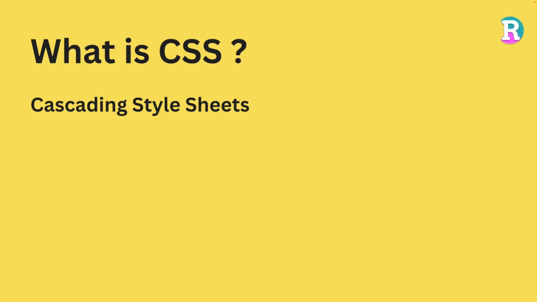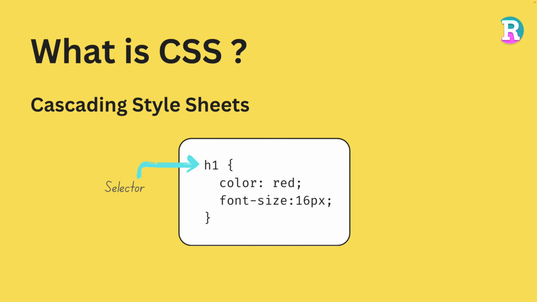CSS stands for Cascading Style Sheets. If HTML is the bones, CSS is the skin. So CSS will make our website look modern, clean, and professional. And later, we're going to discuss this more. It has the selector, which selects the HTML tag, and then we style it and add some properties. For example, here we have this color red. We add the red color and make the font size like 16 pixels.